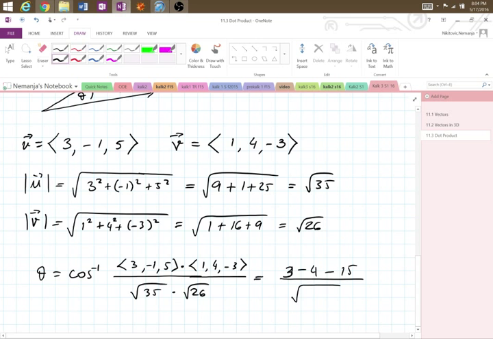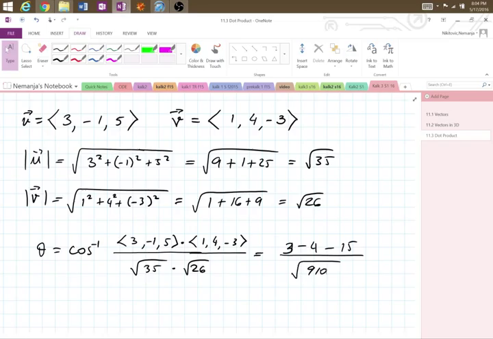35 times 26 is square root of 910, so it's about 30. Oops, cosine inverse. So cosine inverse of negative 16 over the square root of 910, 30.2. This is roughly negative 1/2. But we'll use the cosine inverse.